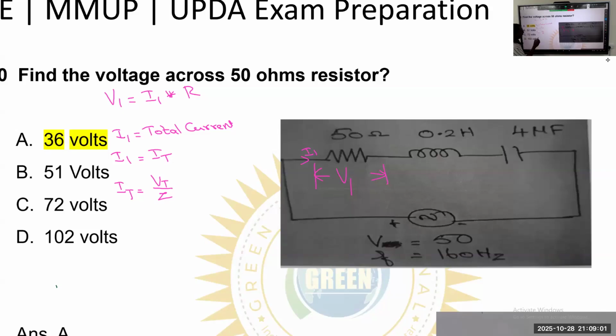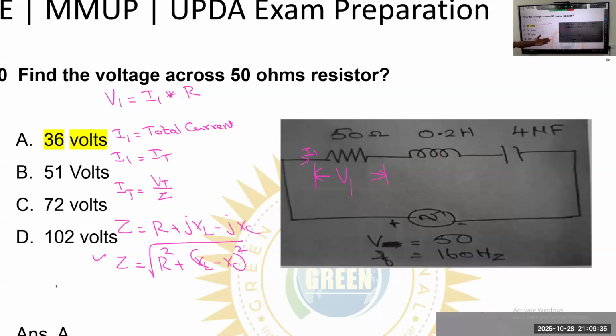How to find the impedance? Z is equal to R plus jXL minus jXC. Or we may say Z is equal to the square root of R square plus (XL minus XC) the whole square. We prefer the second one because we need the magnitude. First we need to find Z. To find Z, first we need to find R. Yes, R is equal to 50.